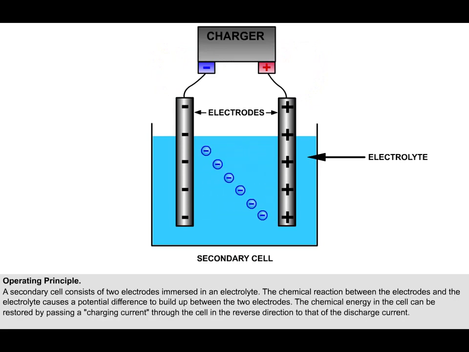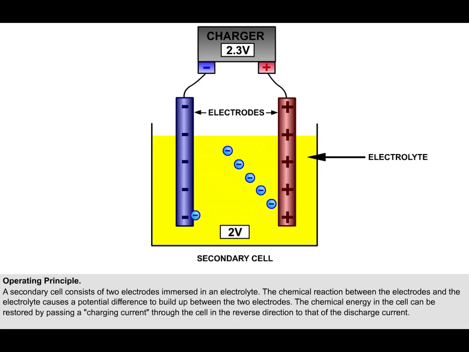The difference between a primary cell and a secondary cell is that in a secondary cell, the process can be reversed. The chemical energy in the cell can be restored, and the changes in the composition of the electrodes can be reversed by passing a charging current through the cell in the reverse direction to that of the discharge current. This current is forced through the cell by applying a potential slightly greater than the cell potential to the cell in order to reverse the flow of electrons in the cell. In this way, the secondary cell can be discharged and recharged many times.